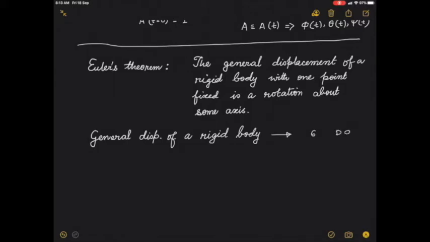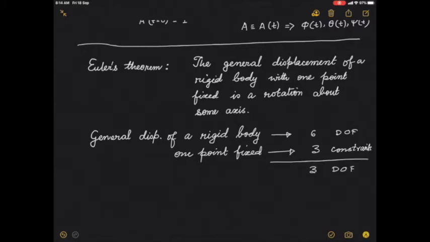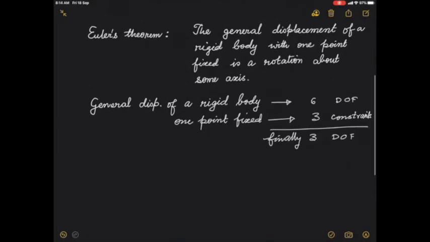Well, general displacement of a rigid body, we have talked about it many times, has 6 degrees of freedom. To start with, if I just talk about the general displacement of a rigid body, it has 6 degrees of freedom. But then Euler said that one point is fixed. That means to fix one point in the rigid body, I need 3 constraints. Okay, so that leaves me with 3 degrees of freedom. 6 minus 3, you will agree, is 3.